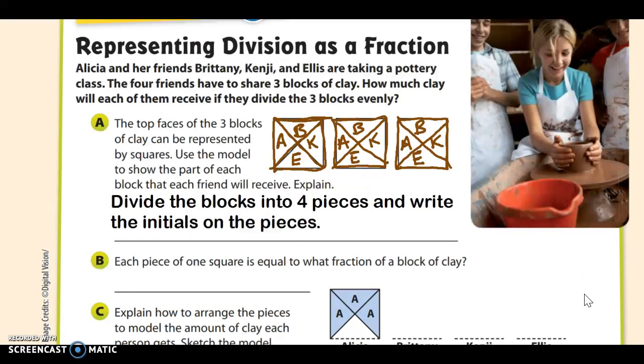Okay, let's move on to question B. Question B says each piece of 1 square is equal to what fraction of a block of clay? So that's like saying this little piece right here. This little piece right here. Well, that's 1 piece out of 4 sections, so the answer to B is 1/4. Okay, let's go ahead and move on.